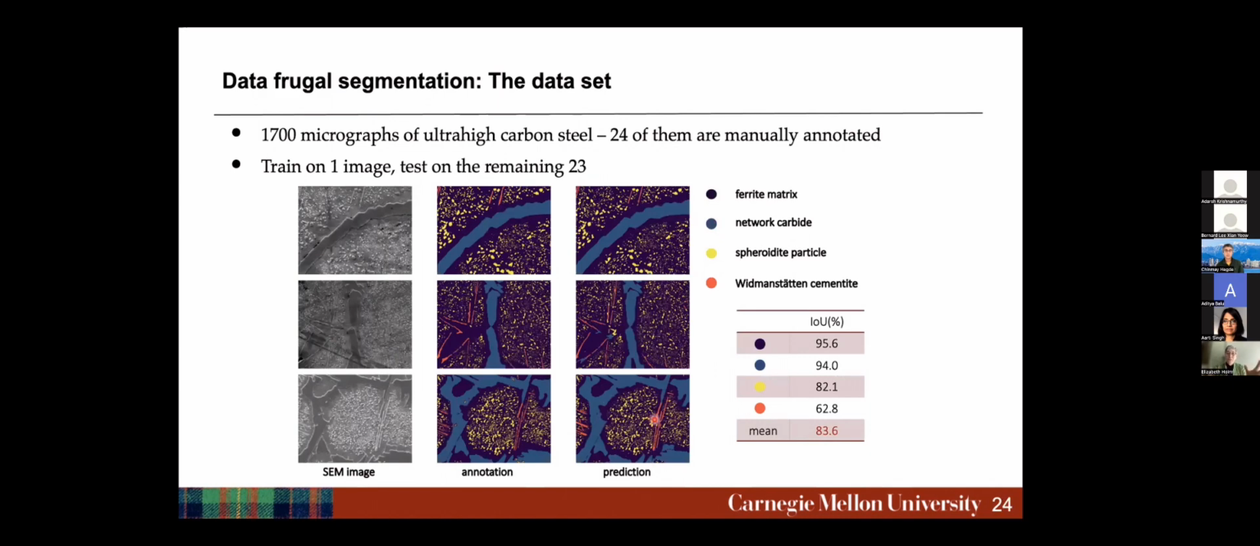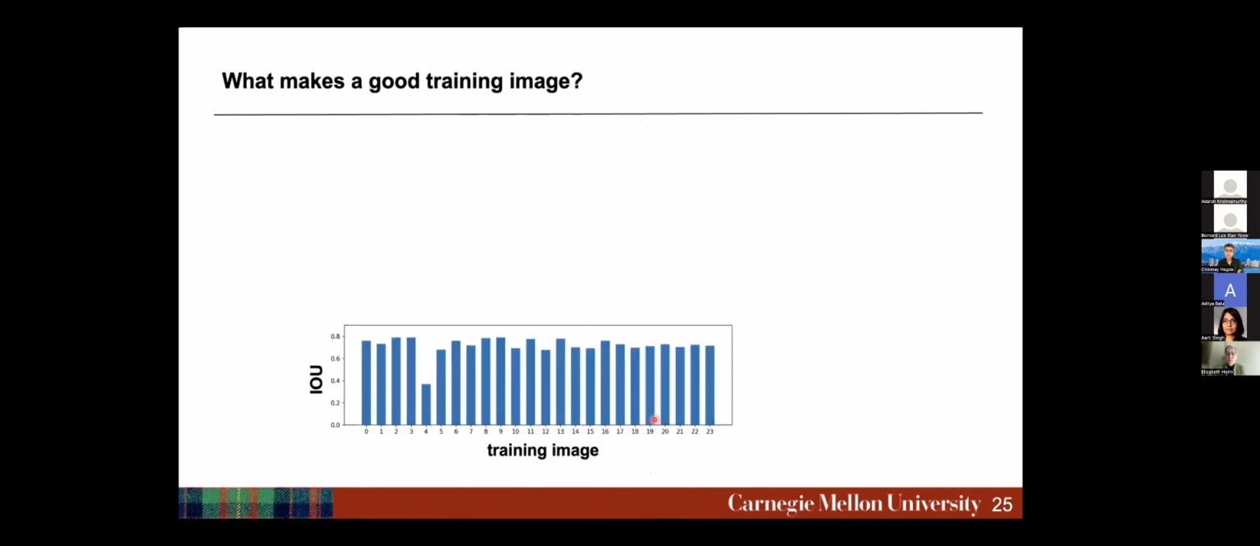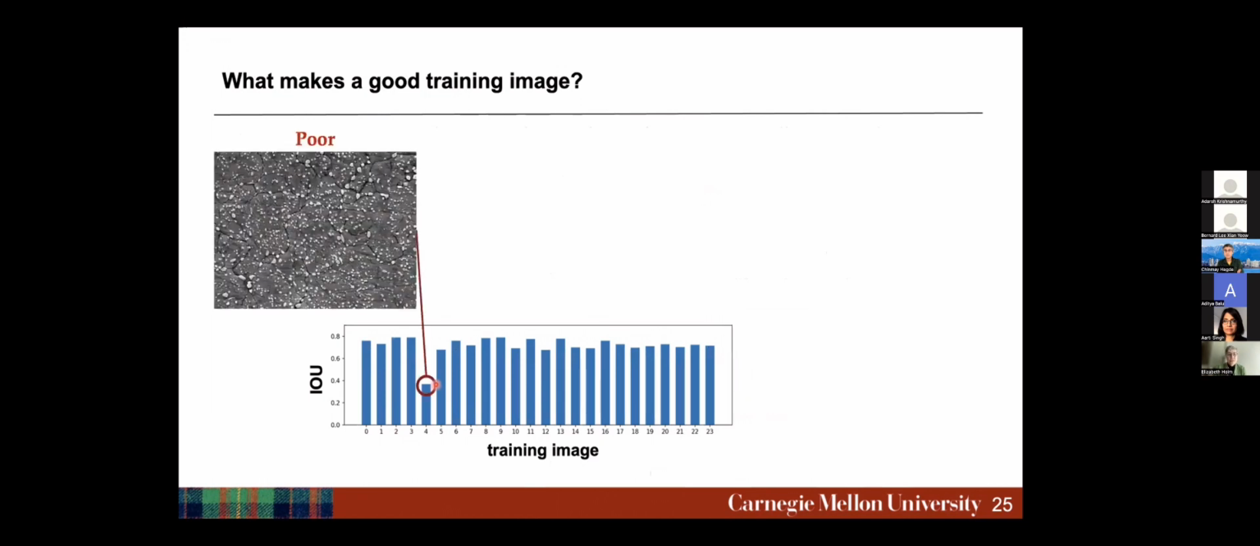So we ask, okay, we train on one image, test on the remaining. Do different images give different results? Different training images give different results, and obviously they do. And for all 24 of our training images, we can look at the IOU that was gotten for the segmentation. What we find is that if we look at the worst case, the one that gave the worst intersection over union score, here's the image that was used as the training image.